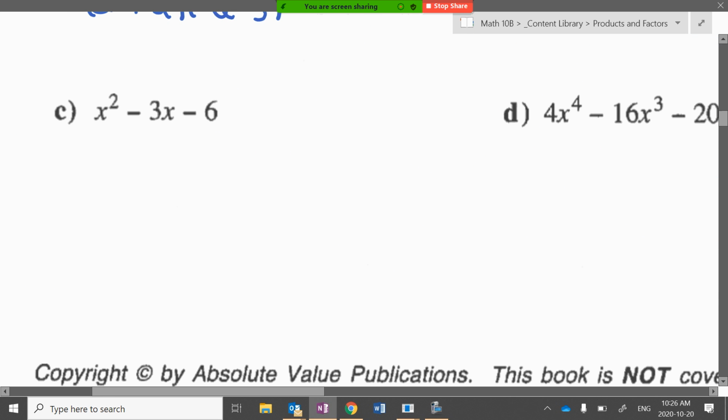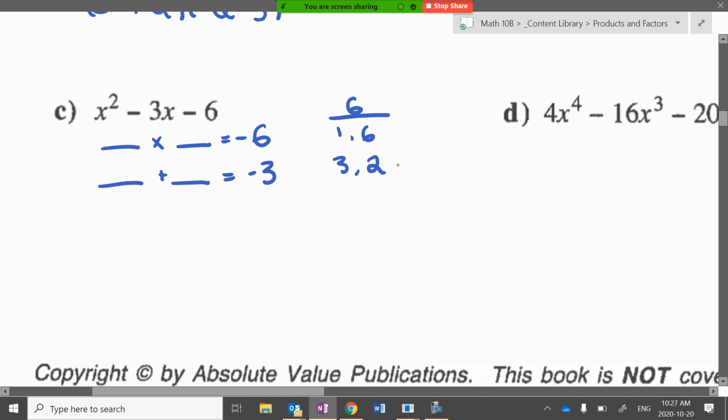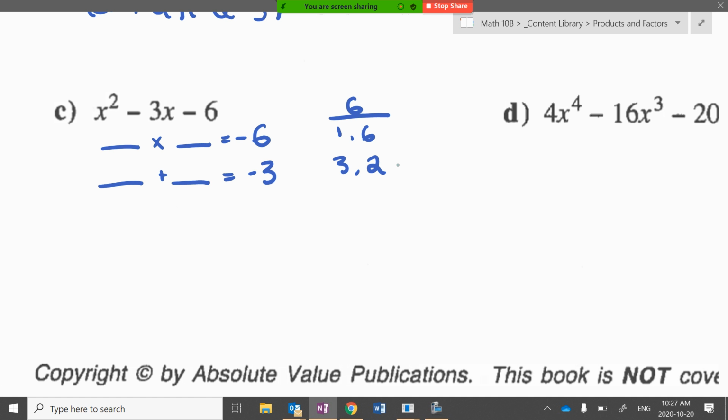C: two numbers that multiply to 6, negative 6, and add to equal negative 3. What are my multiples of 6? 1 and 6, good, and 3 and 2. Do either of those work? No. Did we miss any factors? No. And then that just means it's not possible.